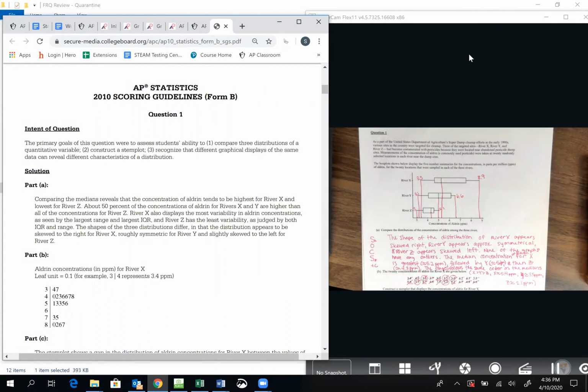So here is our first FRQ for Unit 1 that I'm going to go over the scoring guideline for. At least one person asked in the progress checks that you be able to see the actual digital copy as well. So if you want to see the digital copy, all you need to do is Google AP Statistics 2010 Scoring Guideline Form B. And this is question 1 on that.